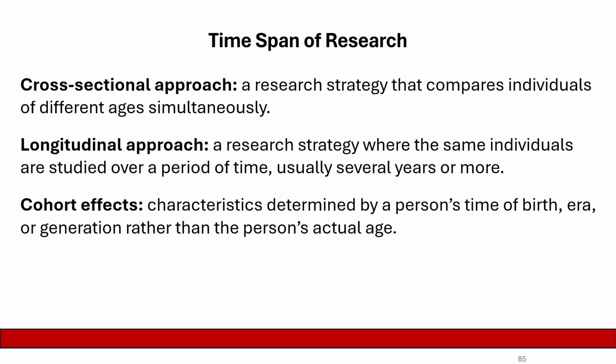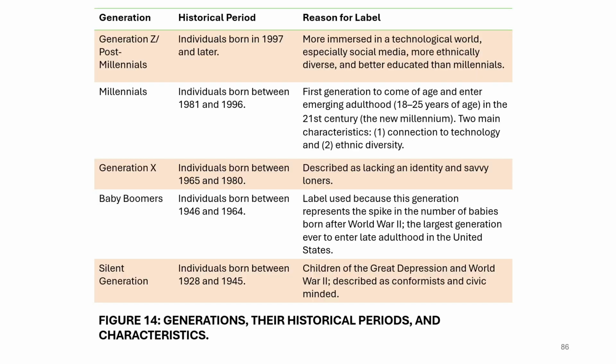Then we have cohort effects. These are characteristics determined by a person's time of birth, their era or generation, rather than their actual age. Here's a chart talking about generations, their historical periods, and some characteristics. For Gen Z or post-millennials, this is individuals born in 1997 or later, and they're more immersed in a technological world, especially social media, more ethnically diverse, and better educated than some millennials. Millennials were born between 1981 and 1996. This is the first generation to come of age and enter into emerging adulthood, which is about 18 to 25, in the 21st century, the new millennium. So two main characteristics here. They're connected to technology and ethnically diverse.